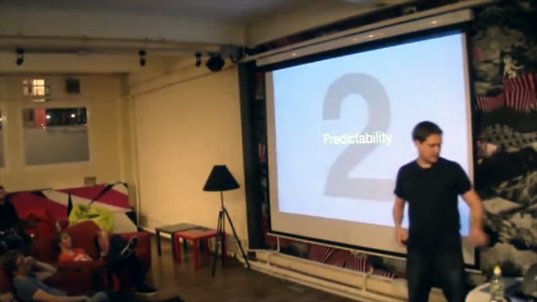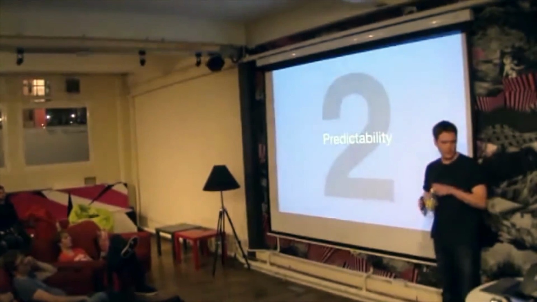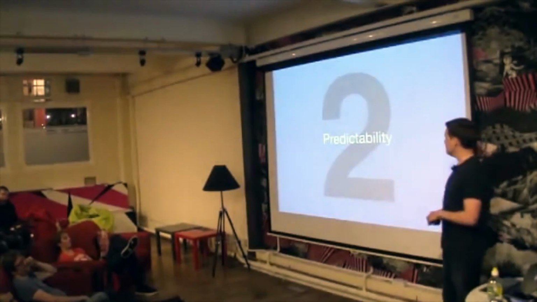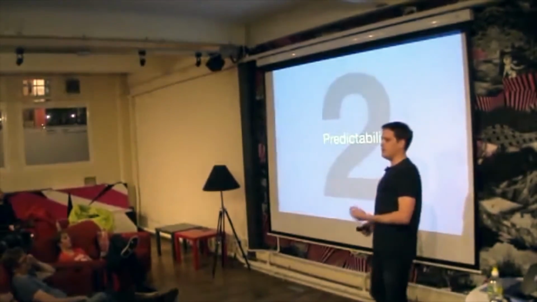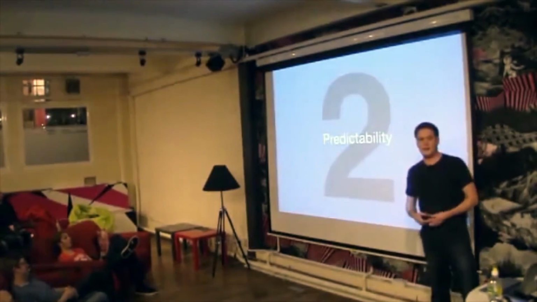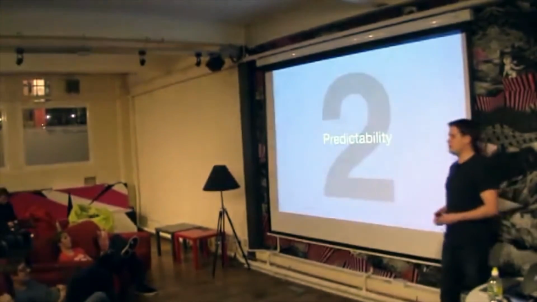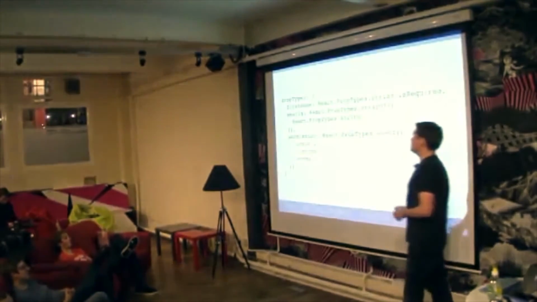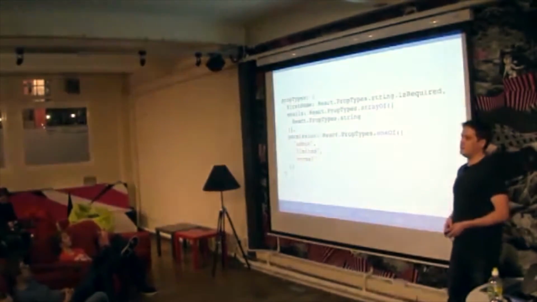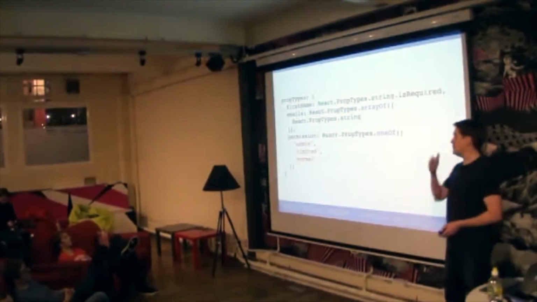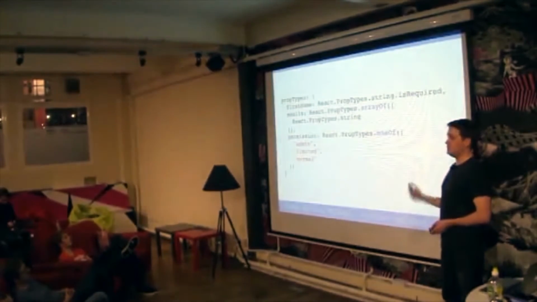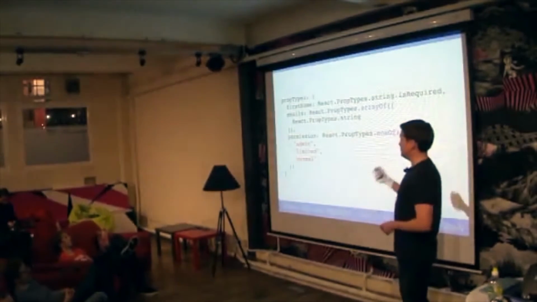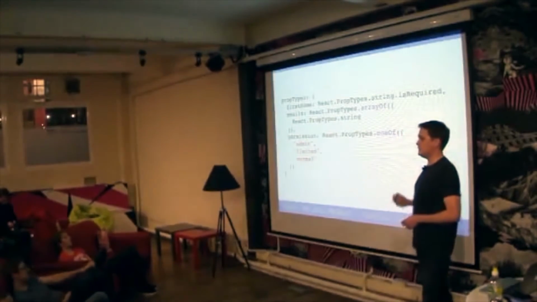Now let's talk about predictability. Predictability, the idea that you can come to any piece of code and you can instantly predict how it works. It's not going to throw up any nasty surprises. The most obvious example of predictability within React is props. So these are some props on a component. A component is just a view. And this expresses what data this component expects to receive.